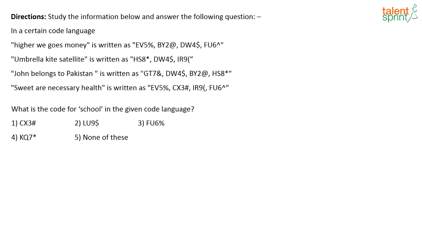What is the code for school? I think we already found out school, right? School is how many letter word? 6-letter word. So when you have a 6-letter word, the code should be this. See, there is actually only one coding that has been followed. Whenever there is a 6-letter word, the code has to be this. Whenever there is a 2-letter word, the code has to be this. Whenever there is a 5-letter word, the code has to be this.